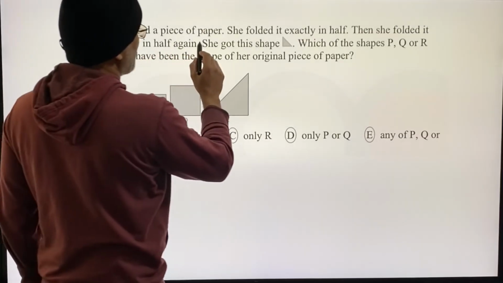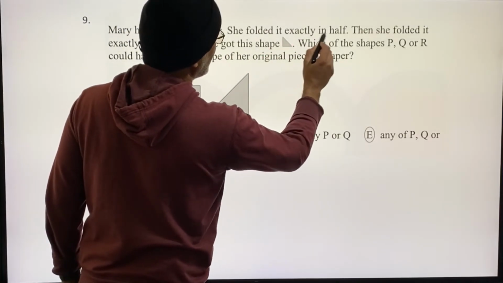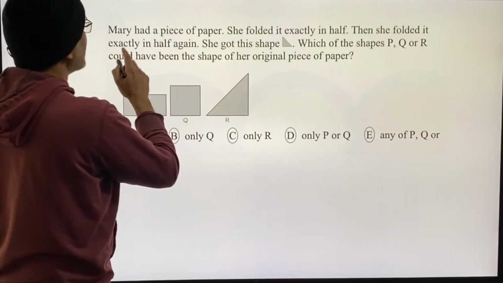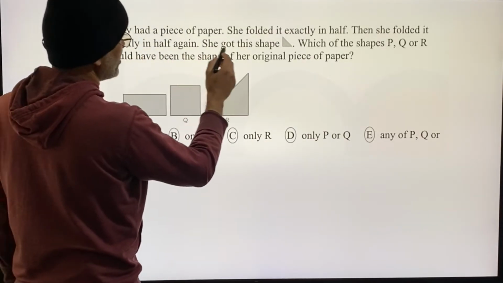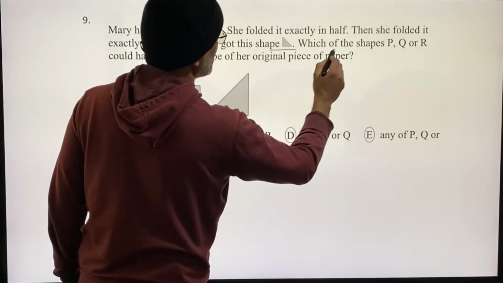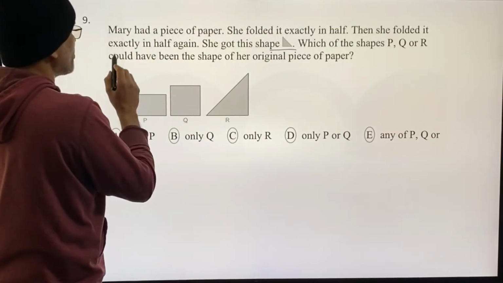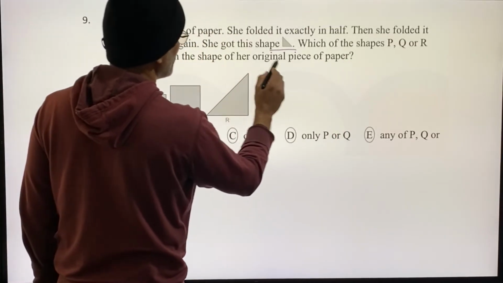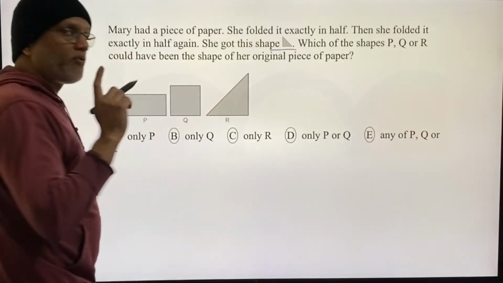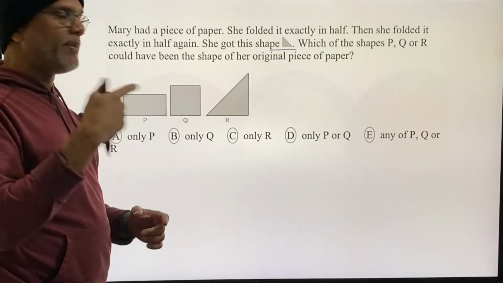Mary had a piece of paper. She folded it exactly in half. Then she folded it exactly in half again. She got this shape. Which of the shapes P, Q, or R could have been the shape of her original piece of paper? So she folded twice, every time in half, right?